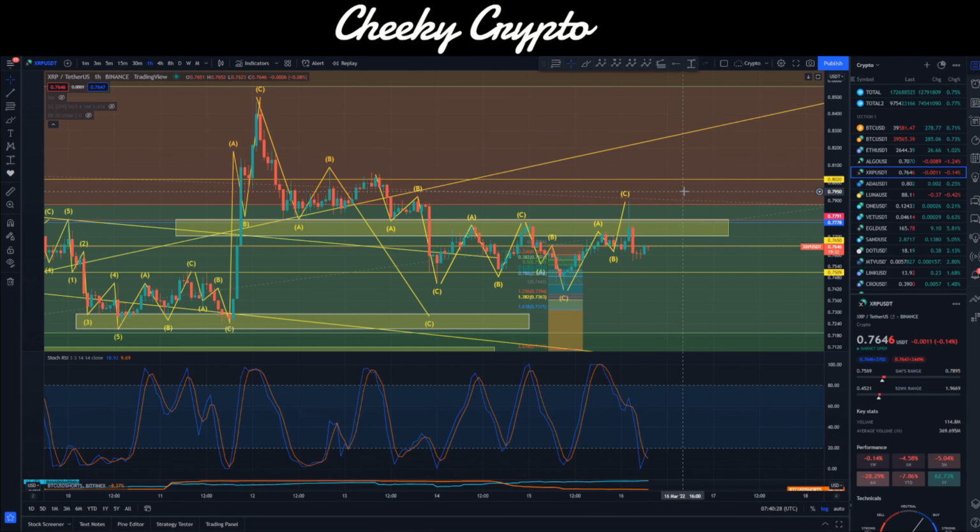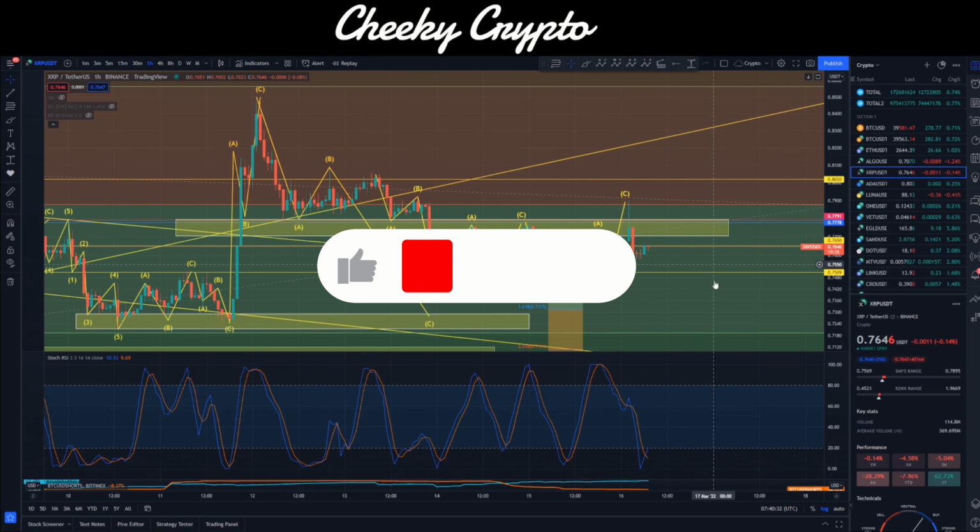Today guys, we're going to be taking a look at XRP to see what's been going on most recently with the price action here of XRP.